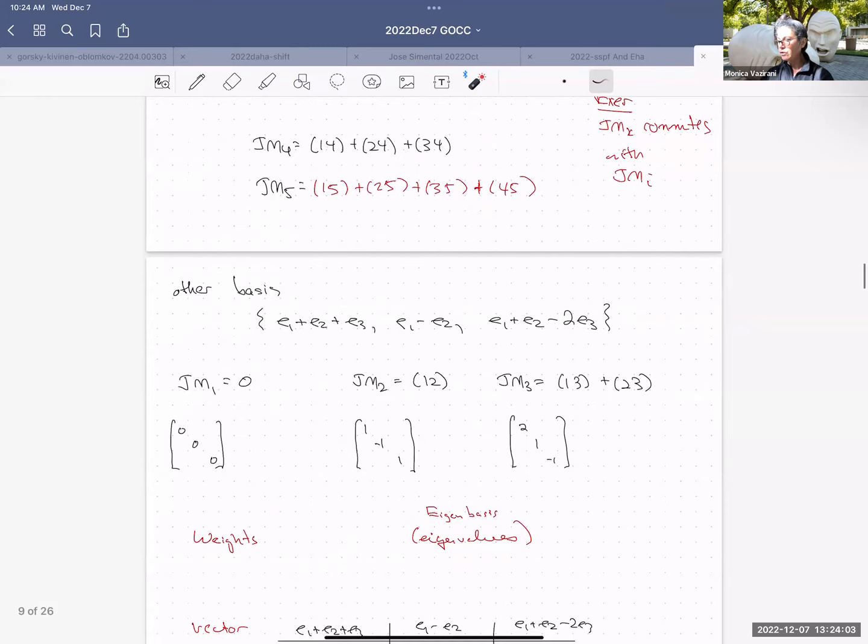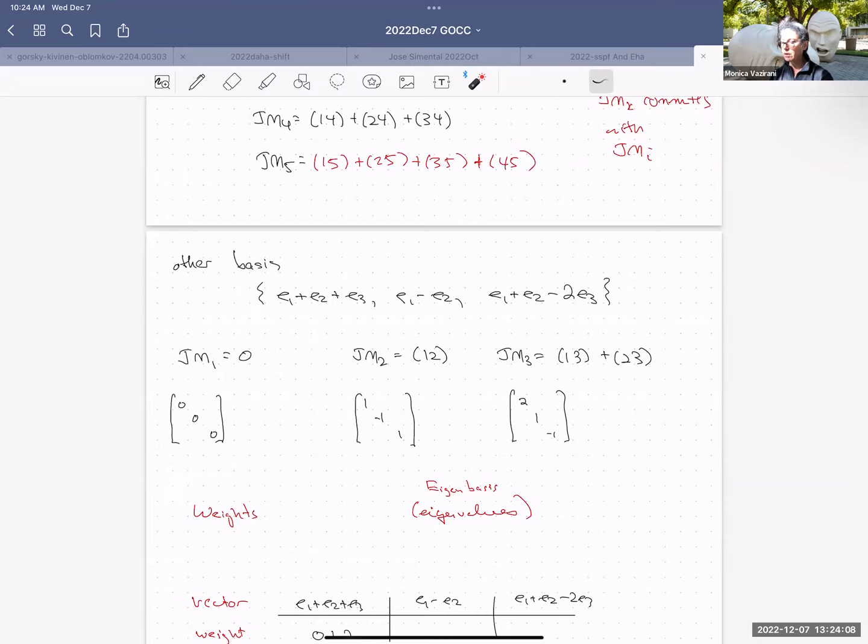I claim if you calculate it, 0 will act as 0. The transposition 1,2 will become this diagonal matrix, right? And this 1, minus 1 is the same as we had before, because as far as 1,2 is concerned, this and this is our previous basis. And if you calculate what the third Jucys-Murphy operator does, you'll get a diagonal matrix, unless I made an error, which is possible. Diagonal matrix with entries 2, 1, minus 1. I didn't write the zeros.